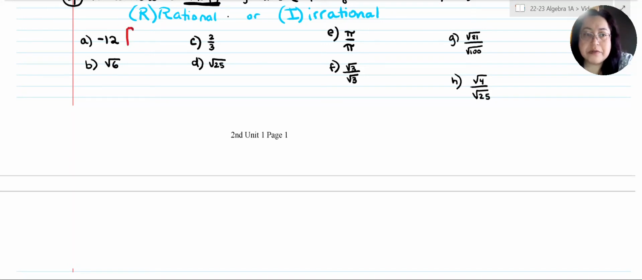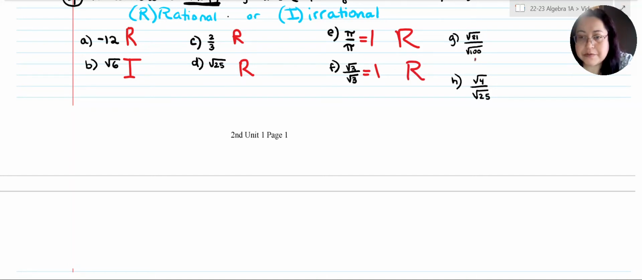All right, so for example here, very quickly, let's see if we can identify these numbers. Negative 12, R. Square root of 6, I. Why? Because 6 is not a perfect square. 2 over 3, R. Square root of 25, R, because that equals 5, it's a perfect square. Pi over pi cancels out and you get a 1. 1 is R. Radical 3 over radical 3, same deal. It cancels, you get a 1, so it's R.